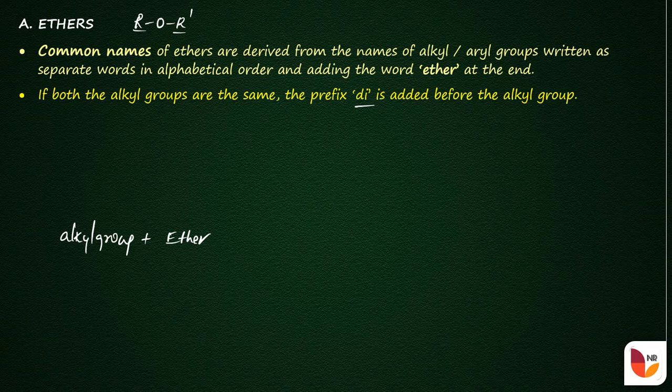If both the alkyl groups are similar, in that case the prefix di is used before the name of the alkyl group. For example, let us take CH3OCH3. So in this molecule both the alkyl groups are similar, hence the prefix di is used, and then write the name of the alkyl groups. So the alkyl group is methyl, so dimethyl, and attach the word ether, so it is dimethyl ether.